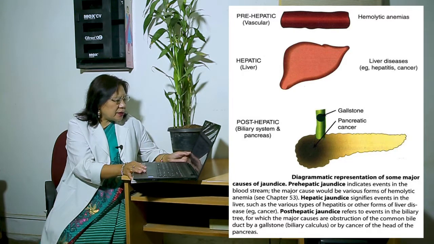So this diagrammatic presentation of some major causes of jaundice: prehepatic jaundice indicates that in the bloodstream, the major cause would be various forms of hemolytic anemias, and hepatic jaundice signifies that in the liver, such as the various types of hepatitis or other forms of liver diseases, for example, cancer. Then post-hepatic jaundice refers to events in the biliary tree, for which the major cause is obstruction of the common bile duct, such as by gallstone or biliary calculus, or by cancer of the head of the pancreas.